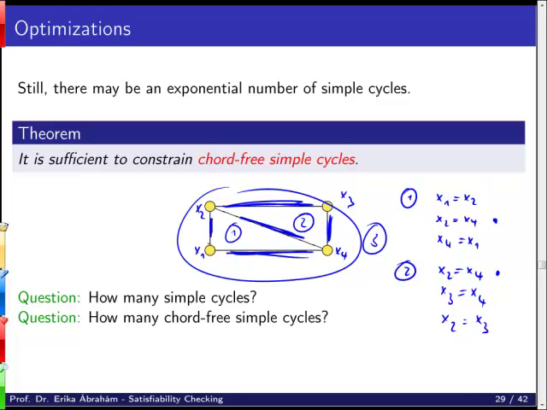Here you can already see that it is sufficient to constrain, that means to describe, chord-free simple cycles. So what can be a chord-free cycle? This would be cycle 3. What is typical for 3? Now we have here an example where we have 3 cycles, and if I encode 2 of the cycles, I do not need to encode the third.